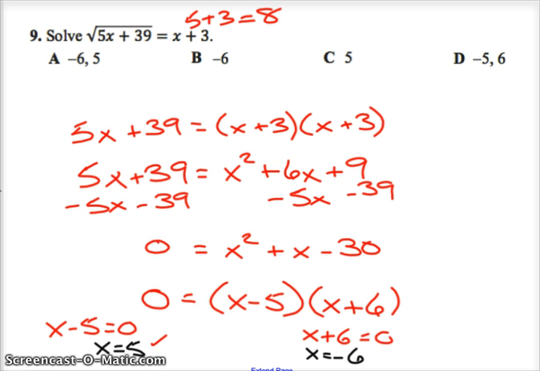If x is negative 6, I'll end up with negative 6 plus 3, which equals negative 3, which is a definite no-no, because we cannot have a square root equal to a negative number. And so our only solution here is going to be C, that x equals 5.